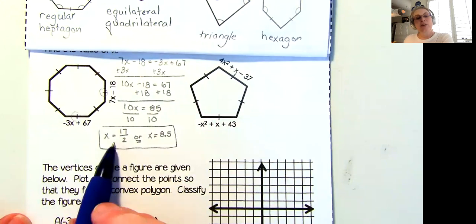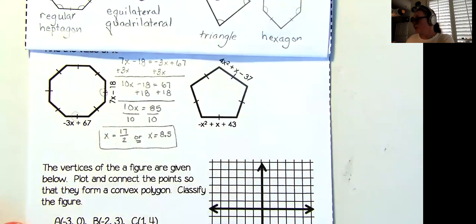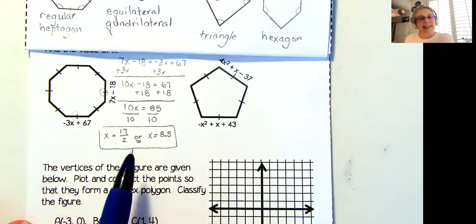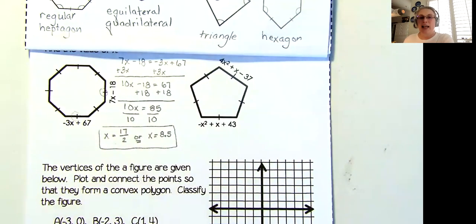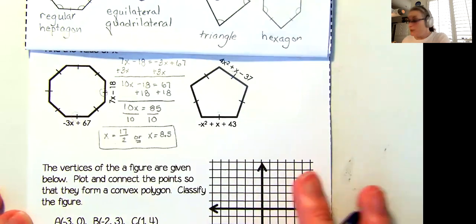And you can do it on your calculator, and it will actually change any decimal to a fraction. So we'll go over that later on this year, but you can always ask me in class as well. Now here we have the same thing. We've got these tick marks, so I can set them equal to each other.